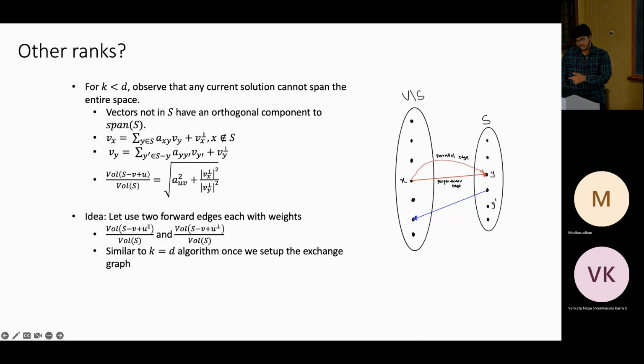And just put two edges, and the weights on those are as if you're just exchanging the parallel component or the perpendicular component, and just the same stuff works. If the gap is too much between our solution and another solution, then you will find a large cycle and you can exchange with the minimal large cycle and you can show that the volume grows.